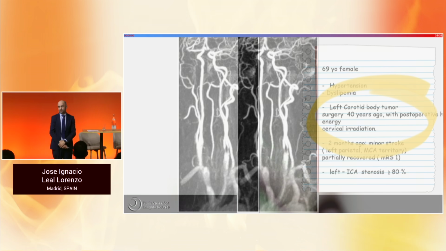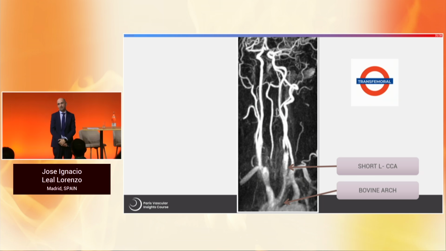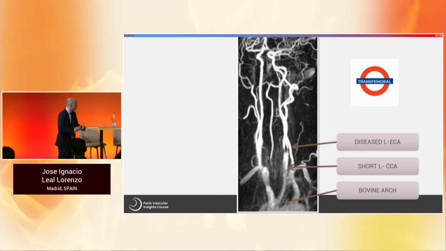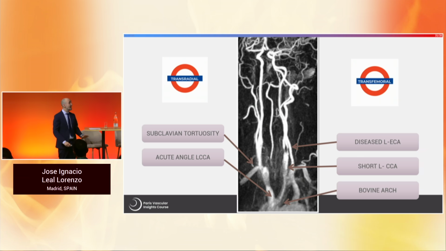But if you look at the MRI, you have a bovine arch, you have a short left common carotid artery. You have disease in the external carotid artery, which is not crucial, but it's there. You have tortuosity in both subclavians. You have a really small angle of insertion between the innominate artery and the left common carotid artery. And we have already decided together that we need to treat the patient. Maybe we may proceed by elimination.